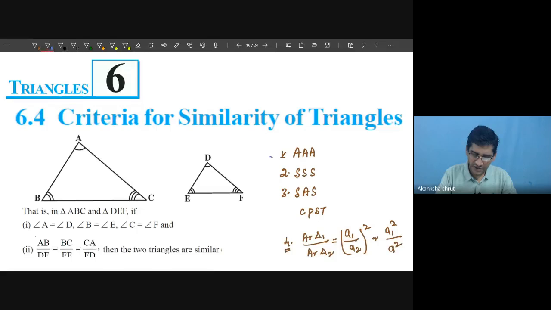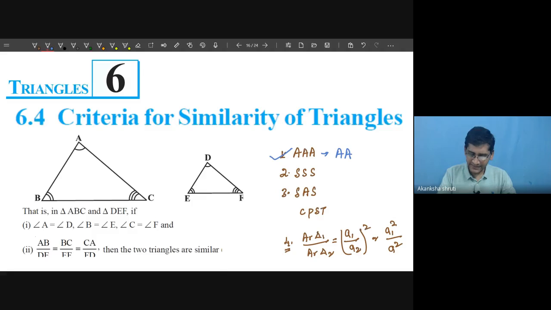It is sometimes also called only the AA criteria, because by the angle sum property we have learned that if two angles of the two triangles are equal, then the third angle will surely be equal, because each third angle will be equal to 180 minus the sum of the other two angles. So this is also called the AA criteria.